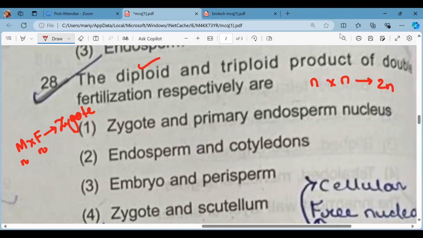Now, the second male gamete, which is again n, fuses with the two polar nuclei, that is 2n. So now what will be the primary endosperm nucleus, diploid or triploid? Triploid. So this would be the answer: the zygote is diploid and the primary endosperm nucleus is triploid. Clear? Yes, ma'am.